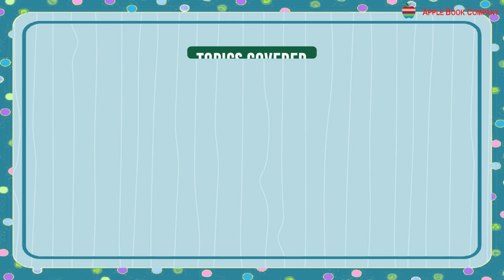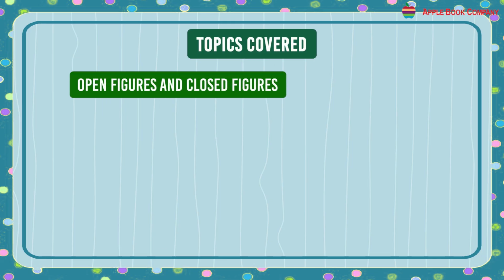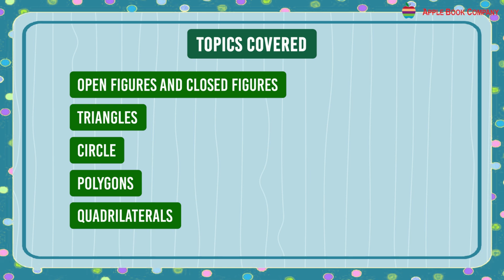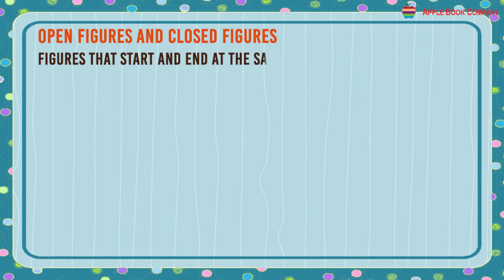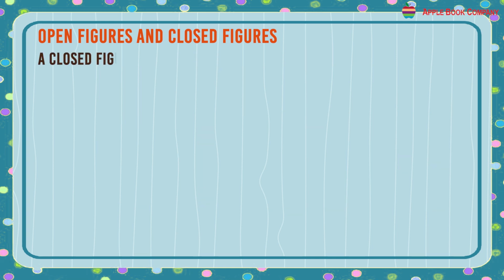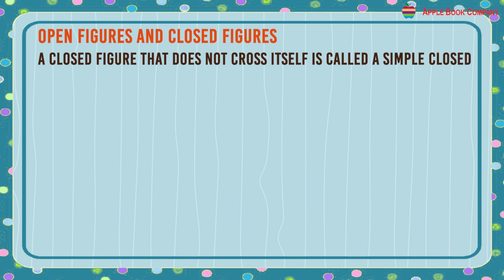Geometry. Topics covered: open figures and closed figures, triangles, circle, polygons, quadrilaterals. Open figures and closed figures. Figures that start and end at the same point are called closed figures. Examples of closed figures. A closed figure that does not cross itself is called a simple closed figure.